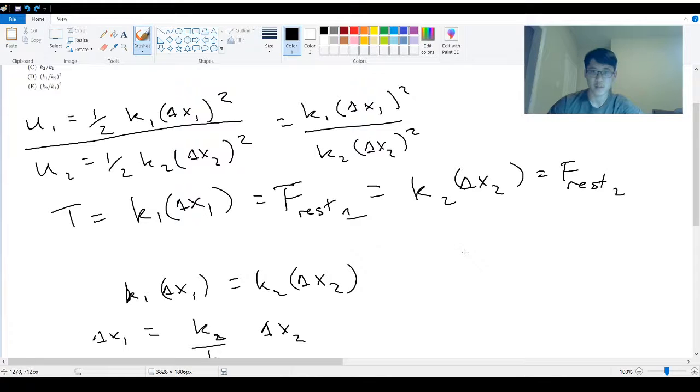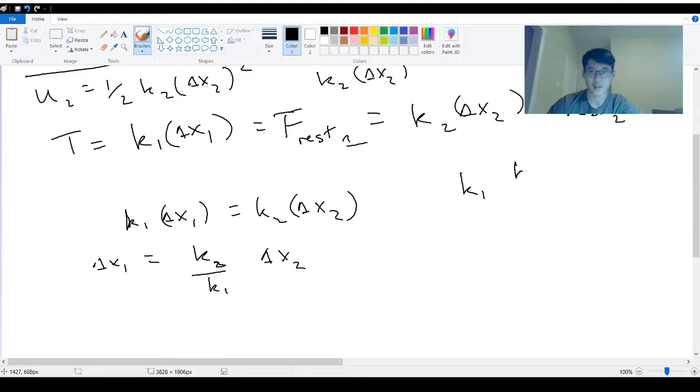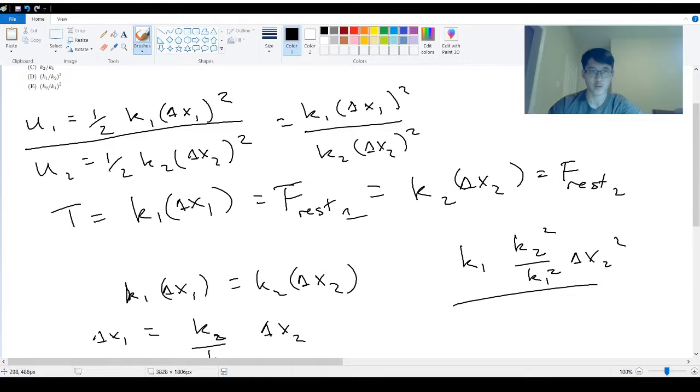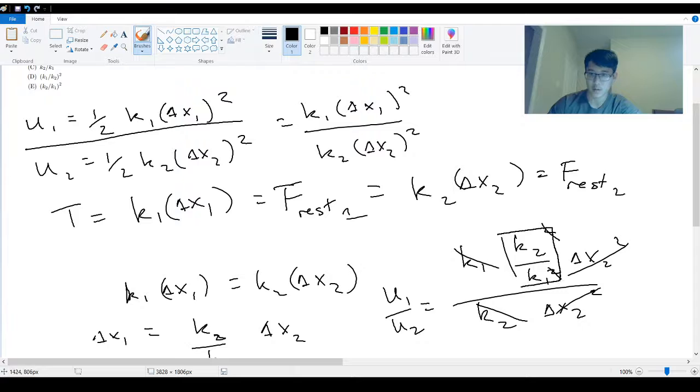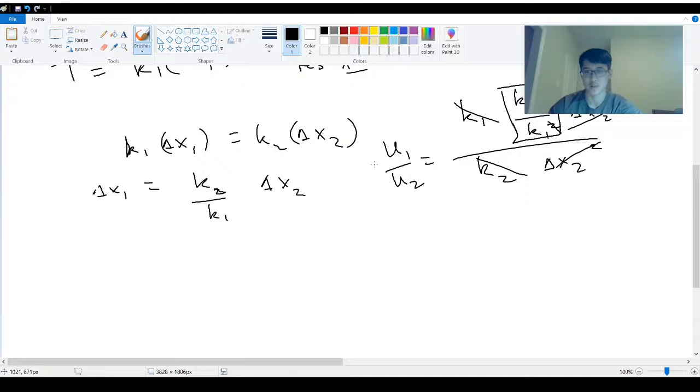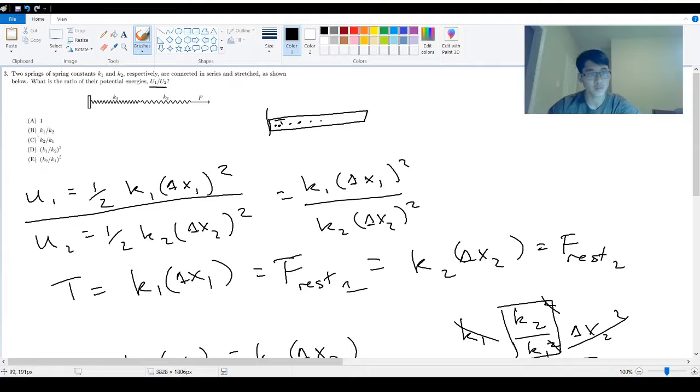And what I get is K1 times delta x1 squared, so that's K2 squared over K1 squared times delta x2 squared. Okay, so again, I'm just taking U1 over U2, divided by K2 times delta x2 squared. So these cancel out, and this one cancels out one of these, and this one, if we bring it up to the numerator, cancels out with one of these, so we end up with K2 over K1 as the potential energy ratio. So the answer is C.